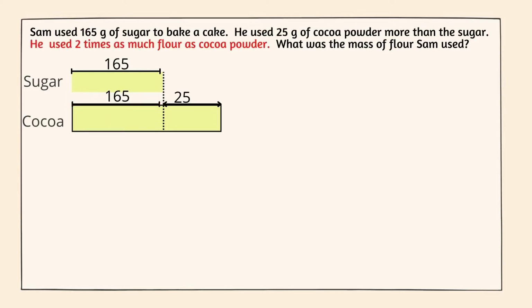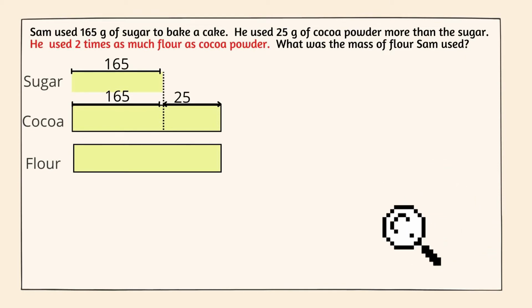Next, he used 2 times as much flour as cocoa powder. The third item, which is flour, appears in this sentence, and this item is being compared with cocoa powder. If I draw a bar for flour like this, does this show the correct relationship between cocoa powder and flour? No, this shows both of them have an equal amount only.